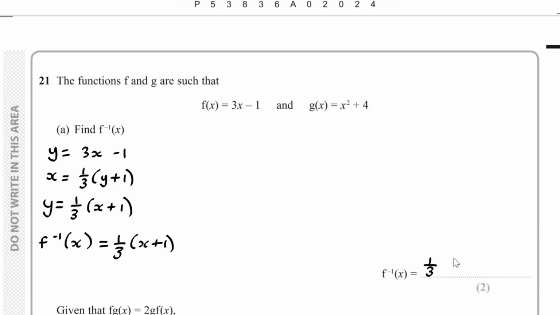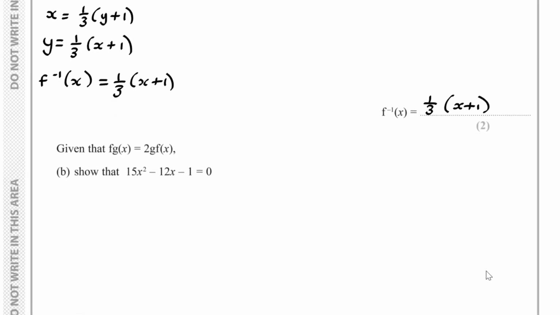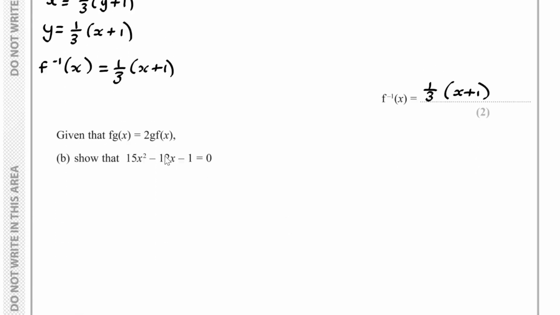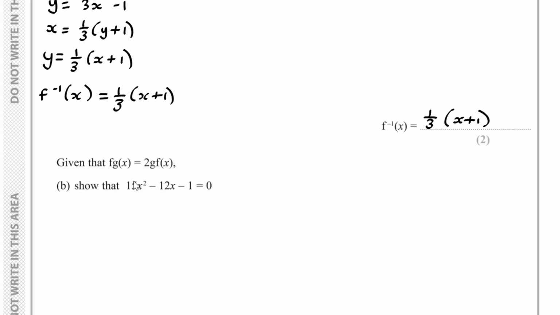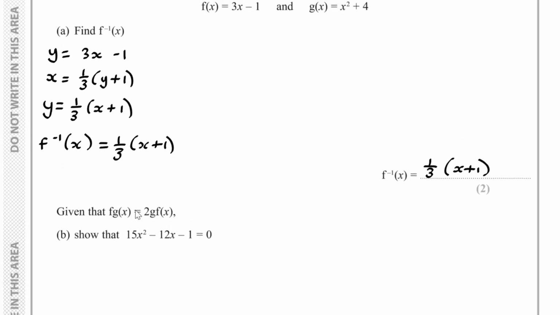So we've got 1/3 lots of x plus 1. And for the next part, we have to show that f of g of x is equal to 2 lots of g of f of x. Well, for f of g of x, we substitute in the g of x into f of x. In other words, we replace the x with what g is. So we've got 3 lots of x squared plus 4.